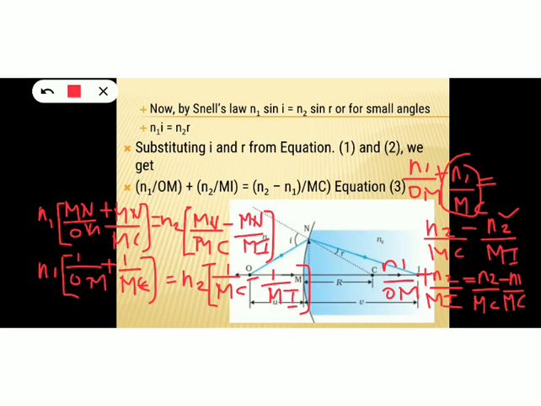Okay, so that is written here: n1 by OM plus n2 by MI equal to n2 by MC minus n1 by MC. Since denominators are common, you can directly subtract the numerators. So it is written like this: n2 minus n1 by MC. Okay, so this is the important relation. Now we are going to substitute for OM, MI and MC from the figure.